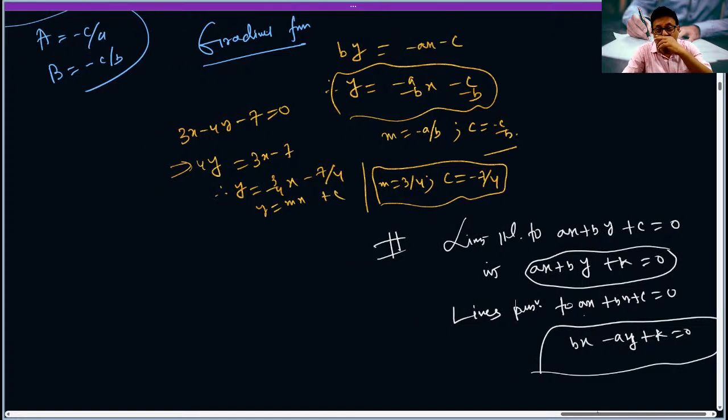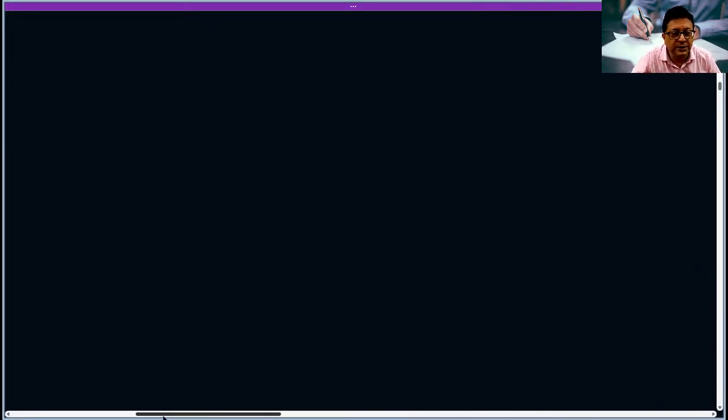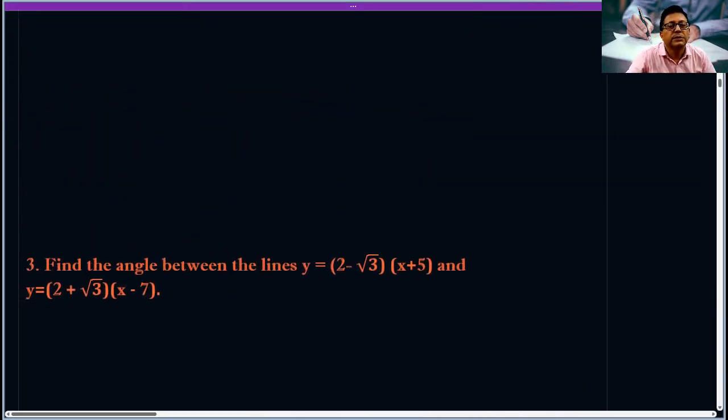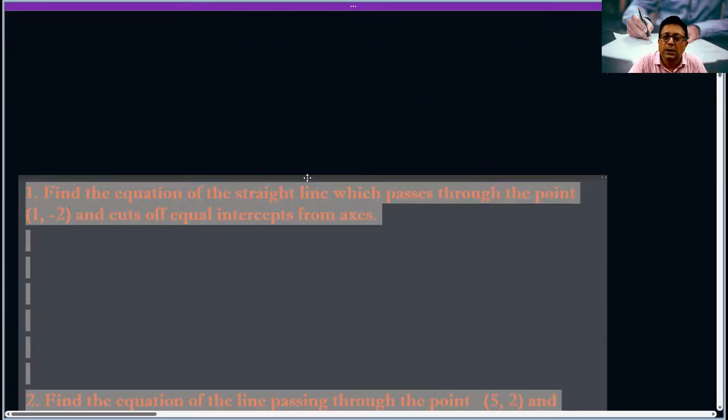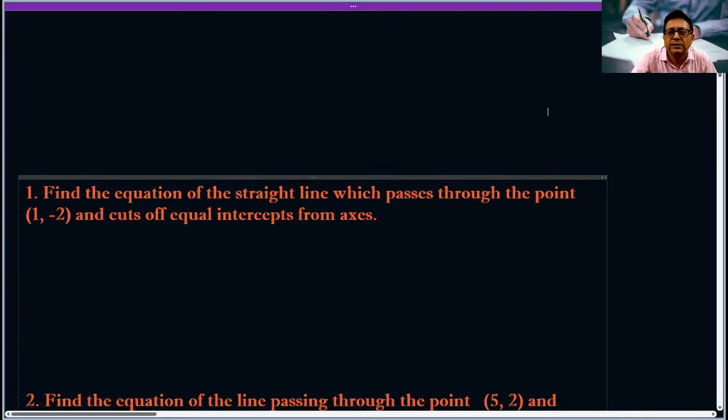Now let us start solving sums. Mind your own work, please. This I told repeatedly. You do your work, no problem. Doubt clearing I'll do, I told you. Every doubt will be cleared.